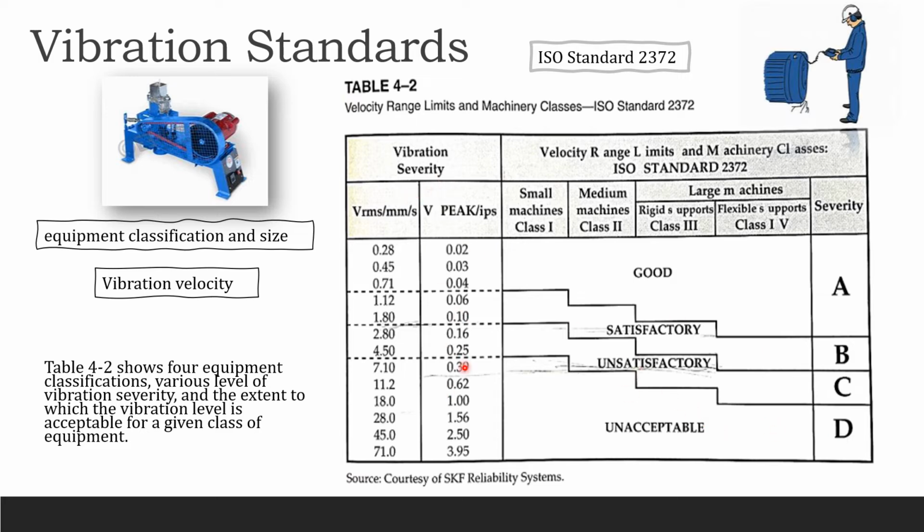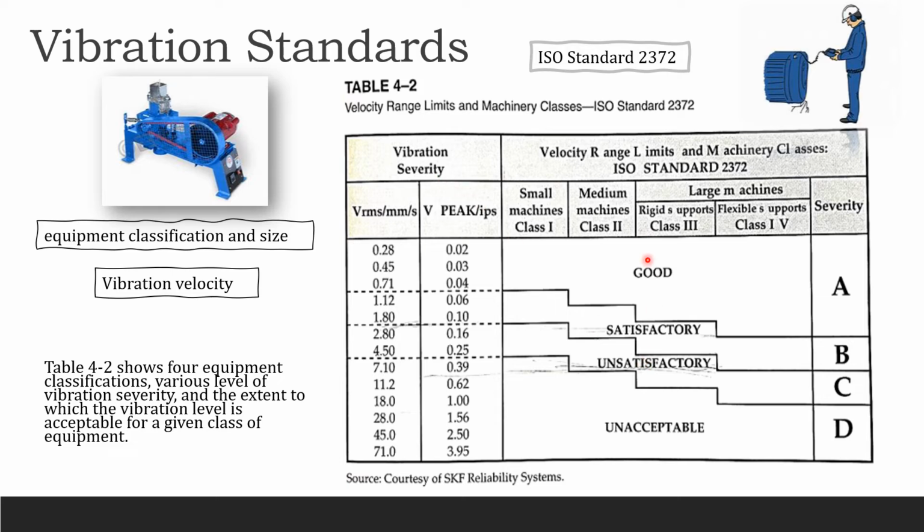We look at the extent to which the vibration level is acceptable for a given class of equipment. Here A is the good category, B is satisfactory, C is unsatisfactory because when you look at the level, it's going up, and D is completely unacceptable. Here you can see it's only 1.0. So that's your vibration severity.